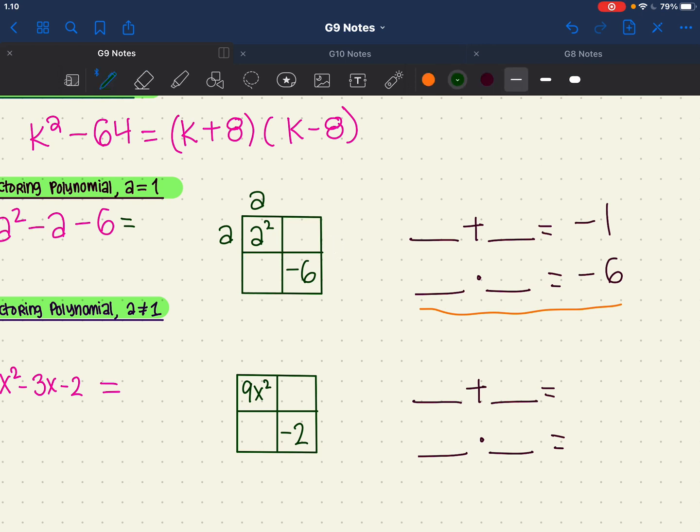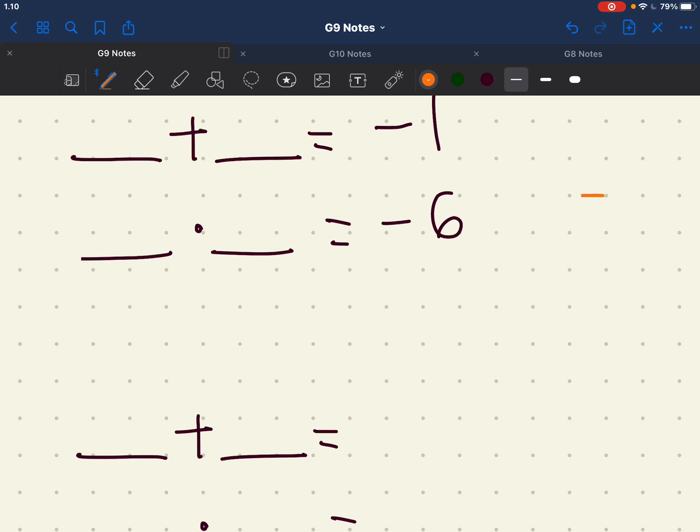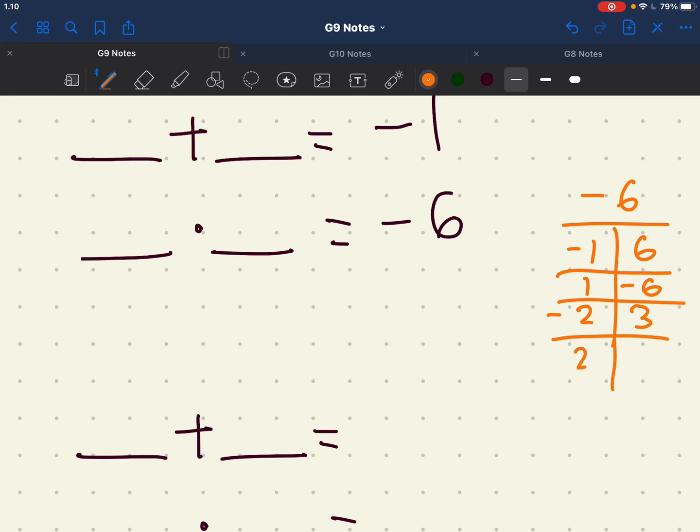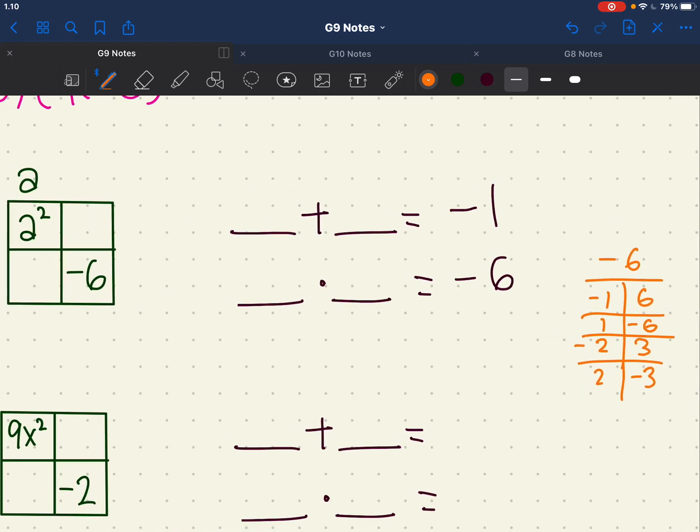The easiest way to find these factors is to look at the multiplication, the product of negative 6. There are a few possibilities. It could be negative 1 and 6, or 1 and negative 6, 2 and 3, either one could be a negative. So a few options here. But we are also looking for the pair that, if you add them up, will equal negative 1. So in this case, it will be 2 and negative 3.